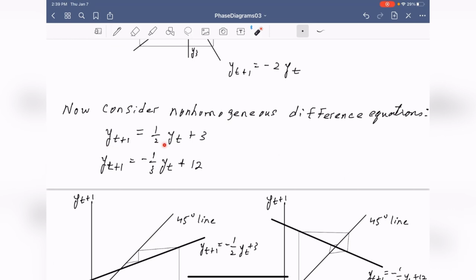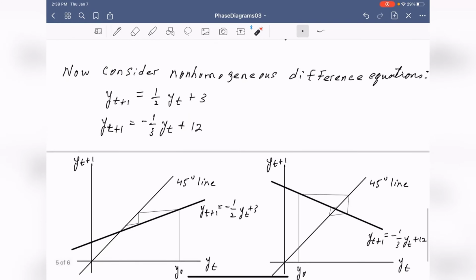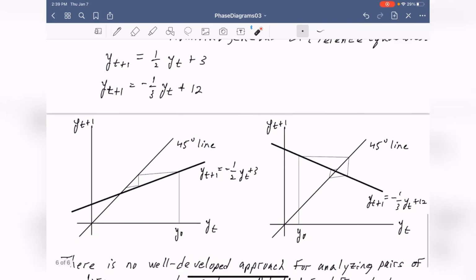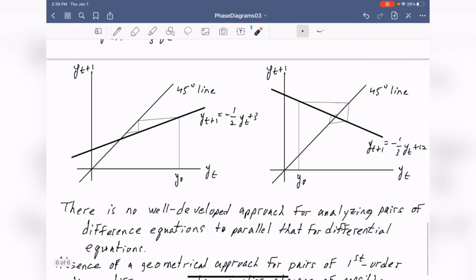Let's consider two of them: y_{t+1} equals 1/2 y_t plus 3, with the 3 indicating the non-homogeneity, and the second one is y_{t+1} equals minus 1/3 y_t plus 12. Again, 12 here characterizes the non-homogeneity. So if we look at these two equations, then we get y_{t+1} equals 1/2 y_t plus 3. You'll notice that it intersects here at 3.